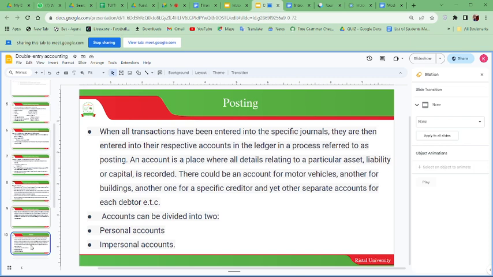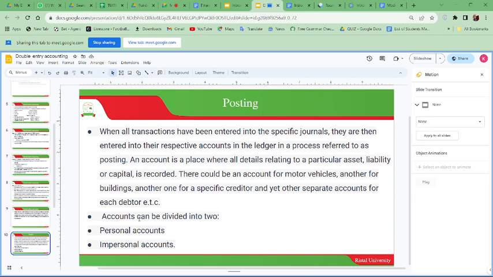So we look at posting. When all transactions have been entered into the specific journals, they are then entered into their respective accounts in the ledgers, in a process referred to as posting. An account is a place where all details relating to a particular asset, liability, or capital are recorded. There could be an account for motor vehicle, another for buildings, another one for a specific creditor, or yet other separate accounts for each.